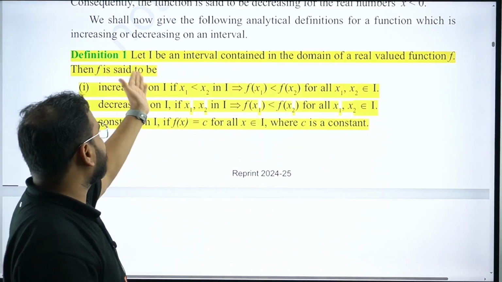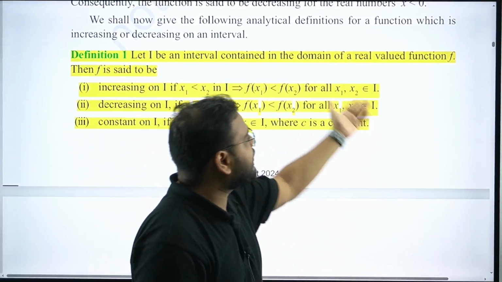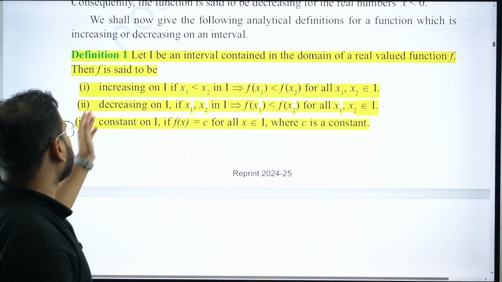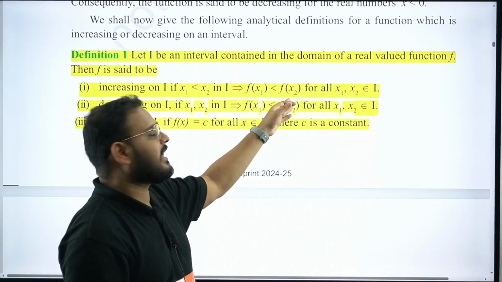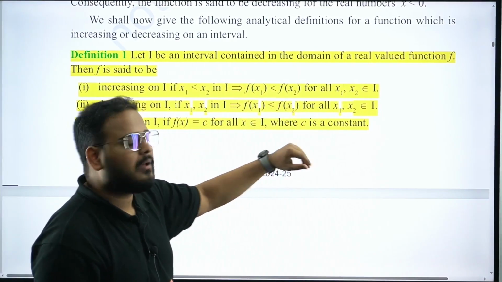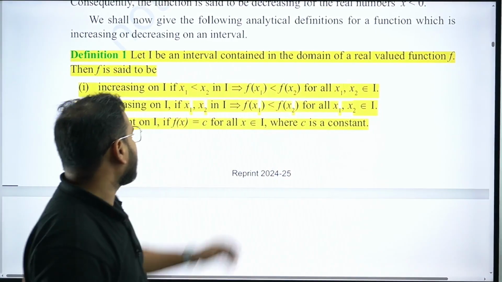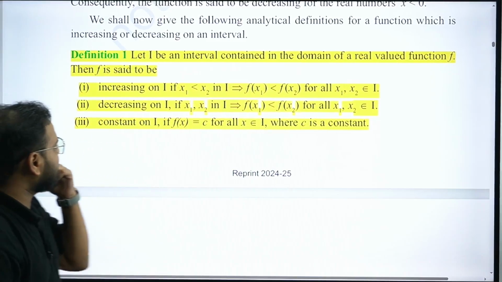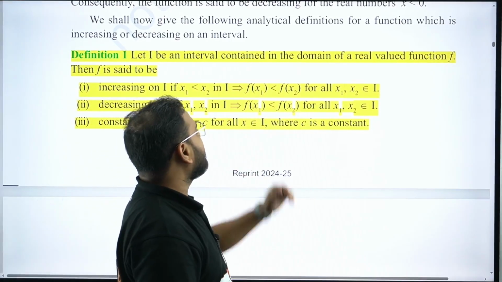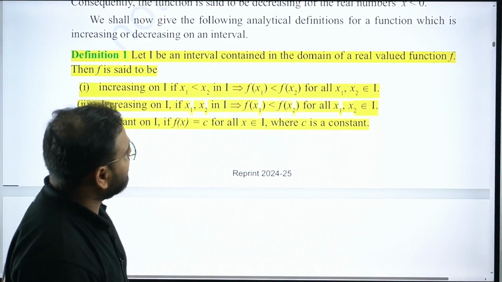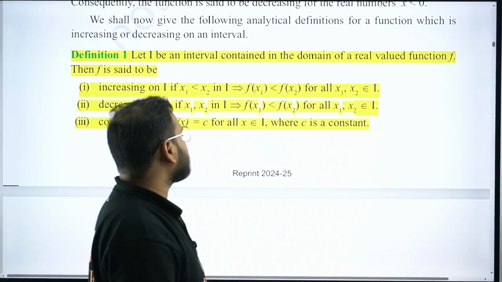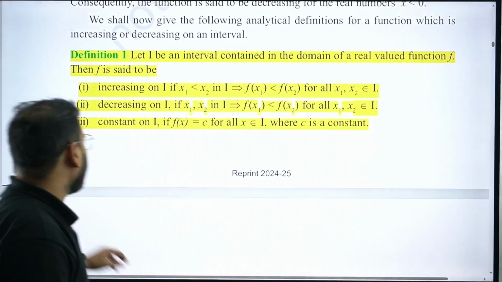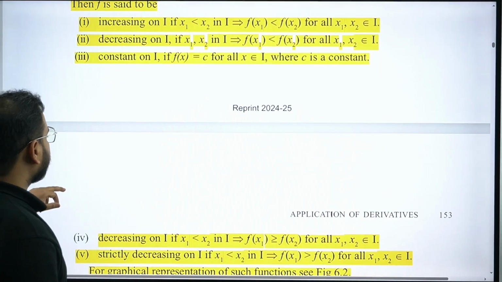Definition 1: let I be an interval contained in the domain of a real valued function f. Then f is said to be increasing on I if x1 is less than x2 implies f of x1 is less than f of x2. Means the function value is also in the same order, okay? Please check decreasing, same thing. For all x1, x2 in the interval I, okay, then you have constant if it is constant, okay. The definition is very, very important. Please go through this, okay.